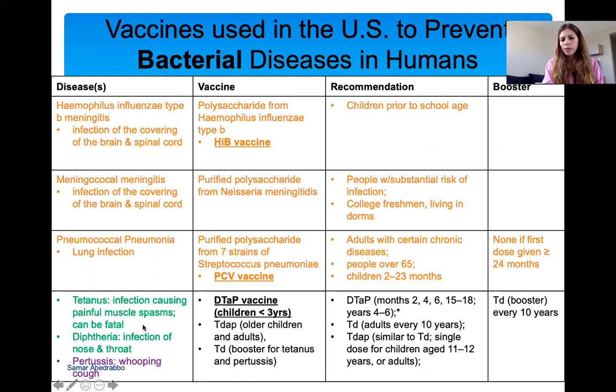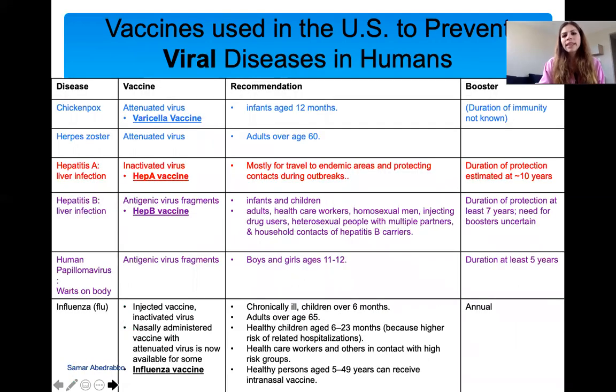So this is where we give the vaccine so that if you're ever exposed to tetanus, for example, you won't get muscle spasms. And then viral diseases. Vaccines have played a huge role in viral diseases. As all of you know, with the COVID-19 outbreak right now, viruses are very hard to treat, especially because antivirals are hard to create and they're not very effective a lot of times.